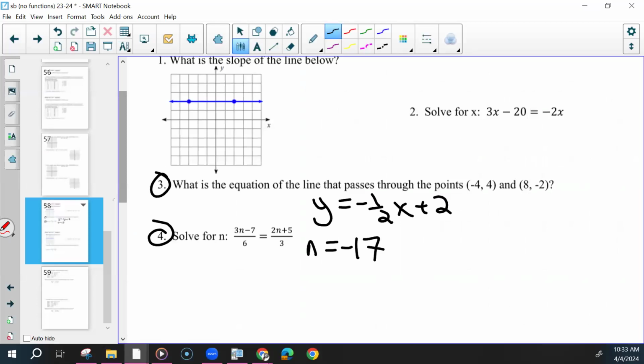So anytime you see anything to do with slope, equations, writing the equation of a line, writing the equation of a line that's parallel or perpendicular, you should be using Desmos. Right, and then number 5.